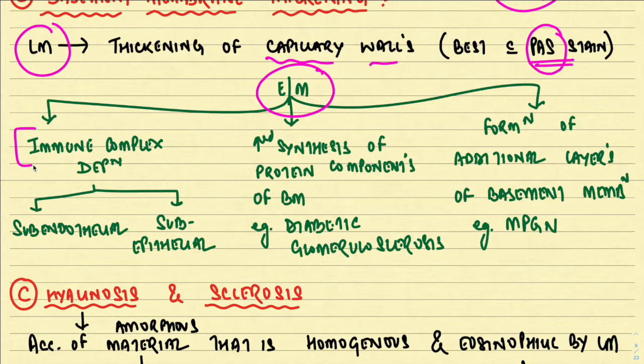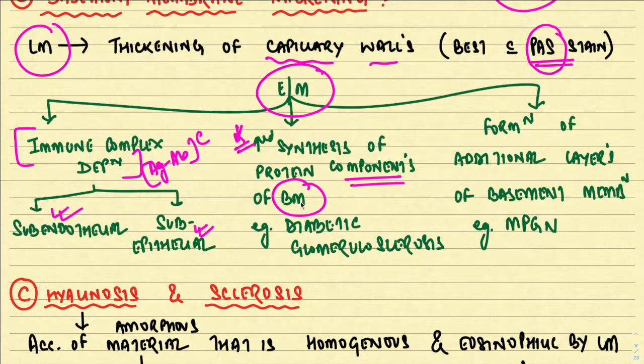Either there can be an immune complex deposition, which might deposit in the subendothelial space or in the subepithelial space. Immune complex deposition means that an antigen-antibody complex was formed, which activated the complement system. Along with that, there was a complex formation which can deposit in the subendothelial or subepithelial space. Or in the second scenario, there can be increased synthesis of the protein components of the basement membrane.